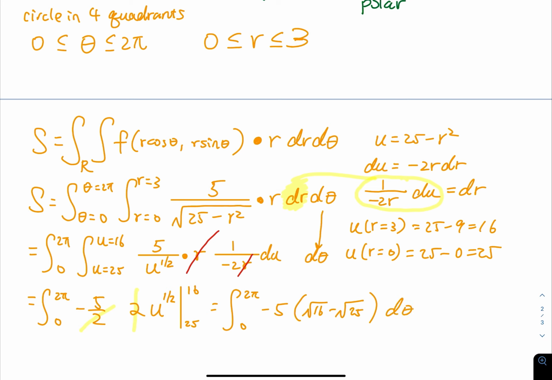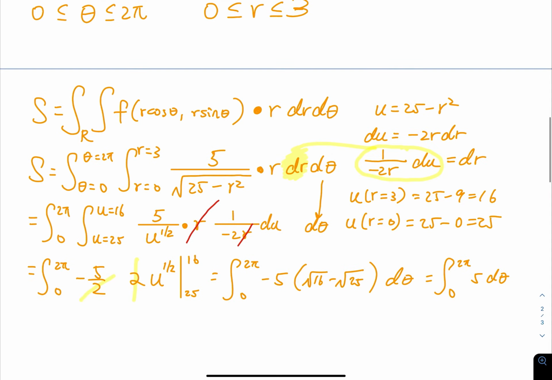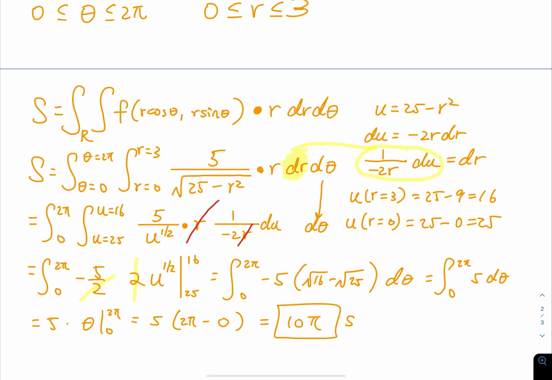So you have a 5. From 0 to 2 pi, you have 5 d theta. So that will be just 5 times theta from 0 to 2 pi, which is 5 times 2 pi minus 0, which equals 10 pi. This is the surface area. Surface area of what? Surface area of the entire hemisphere?